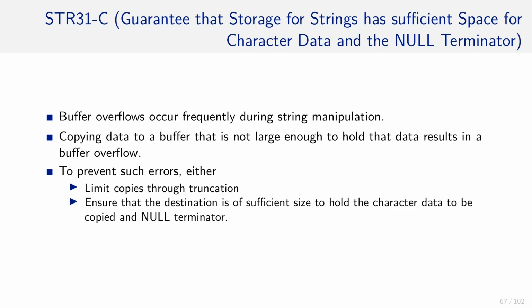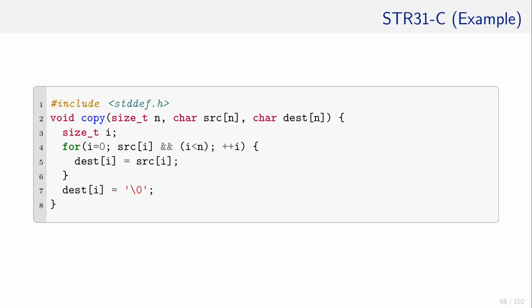We already discussed this in the buffer overflow section, but here is another example since it occurs so often. A developer has to make sure that the storage space is sufficient for the string, including the null terminator. Here is a function that can copy a character array. What do you think is the problem of this function, if there's one? Please pause the video here to give you time to think.